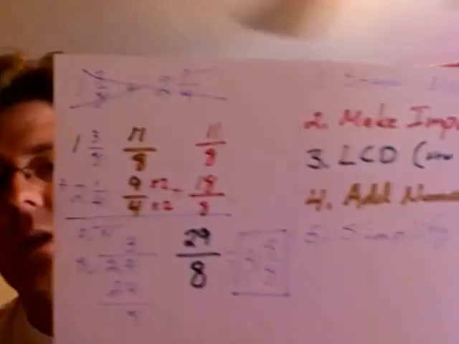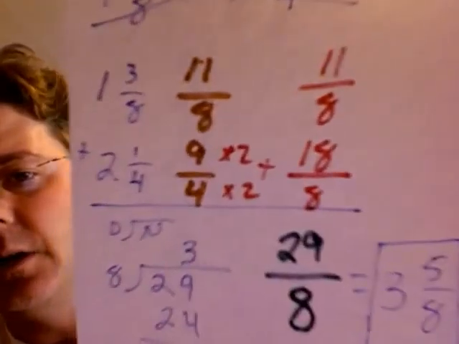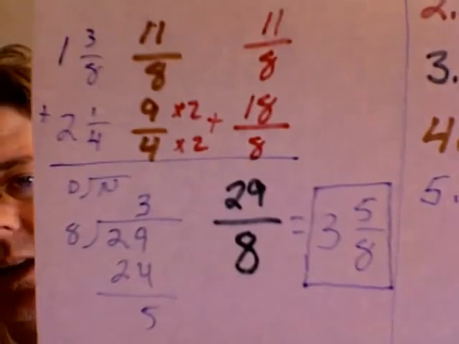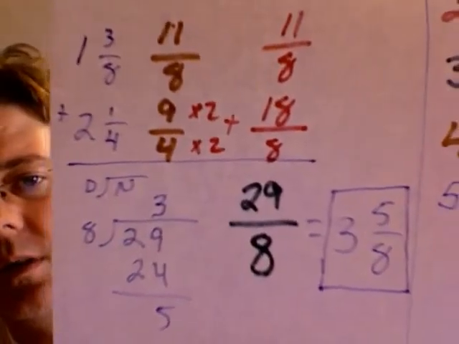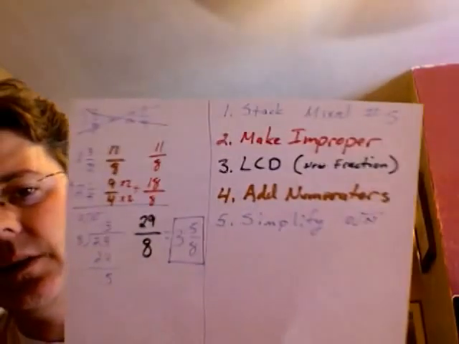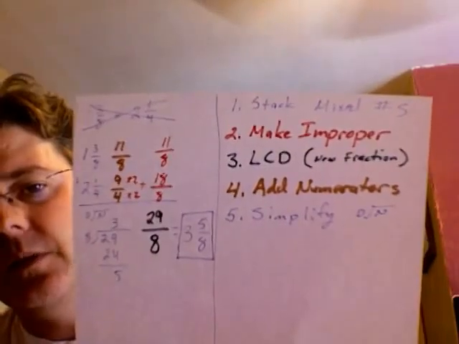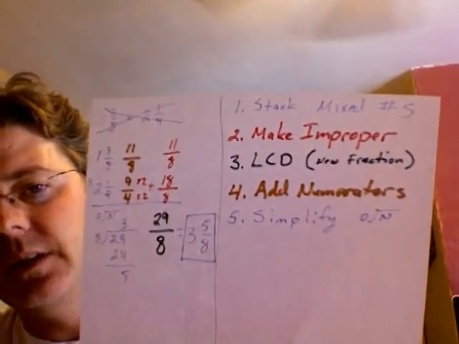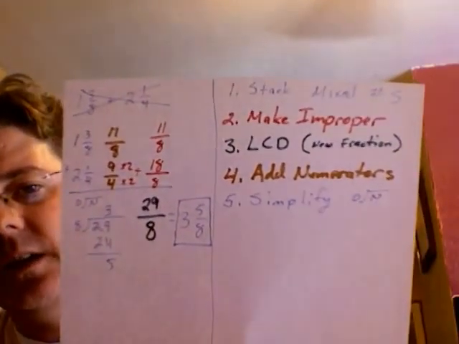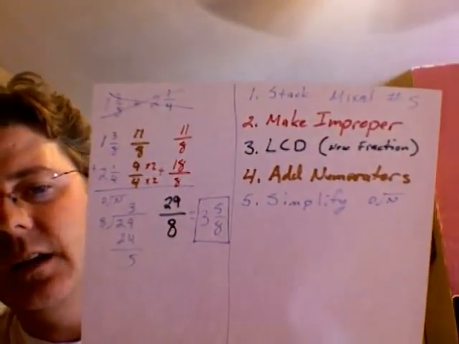And folks, this is a look at your final product. If you're adding 1 3/8 plus 2 1/4, your final answer is 3 5/8. And here are the steps that go along. So we can bring that back so we can stack the mixed numbers, make them improper, excuse the dogs, find the least common denominator, add your numerators, and simplify. And that is it.